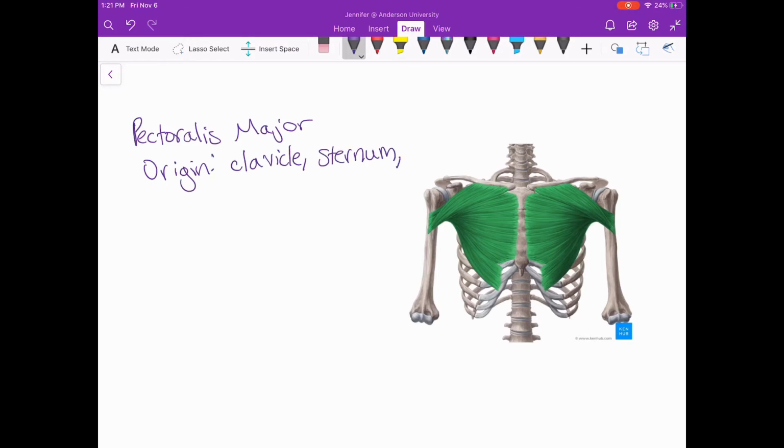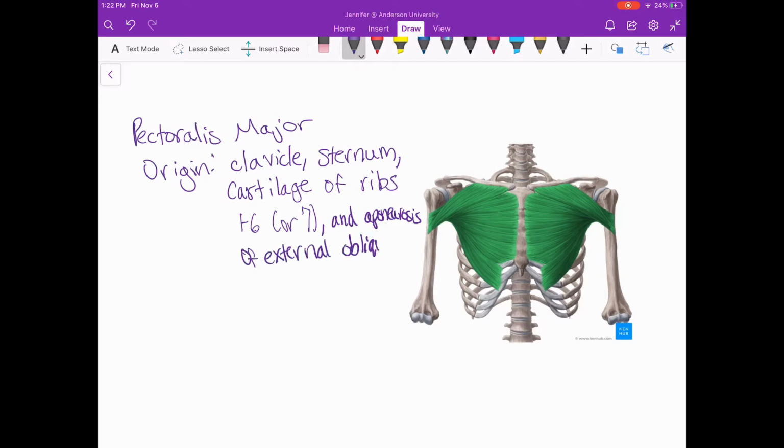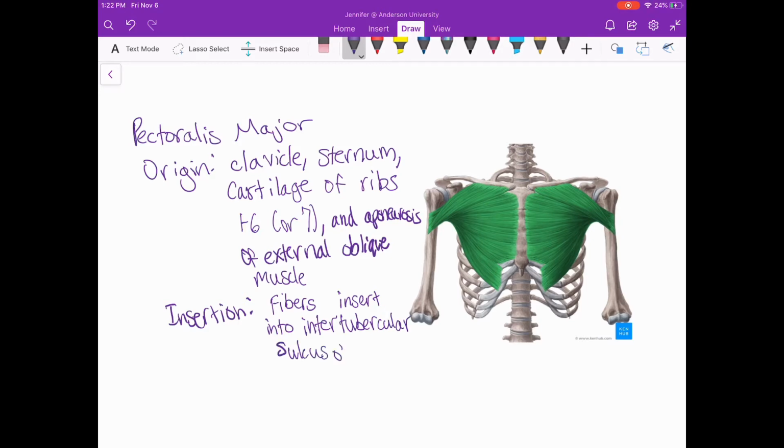The origin is the clavicle, sternum, cartilage of ribs 1 to 6 or 7, and the aponeurosis of the external oblique muscle. The insertion: fibers converge to insert by a short tendon into the intertubercular sulcus of the humerus. So that is a lot of complicated terminology, but hopefully you can get the gist if you know about the obliques and the parts of the humerus.